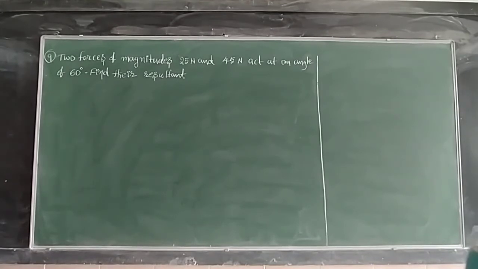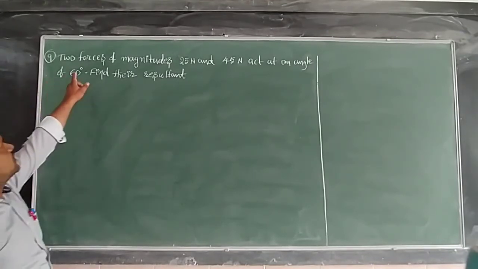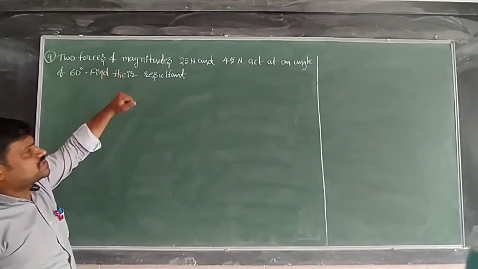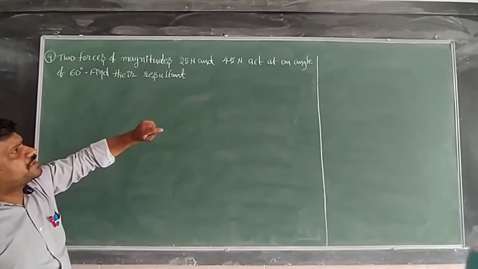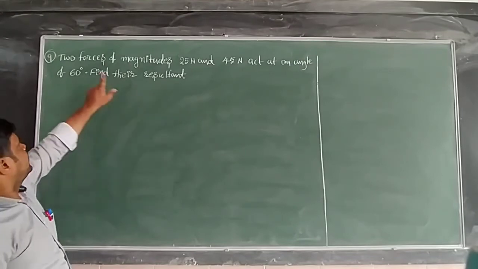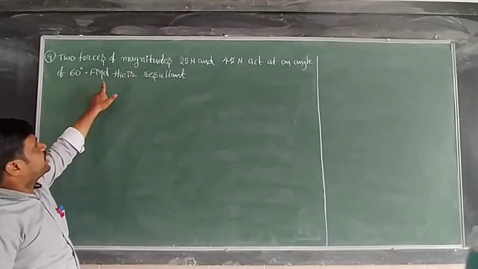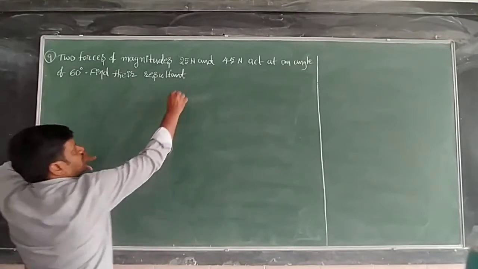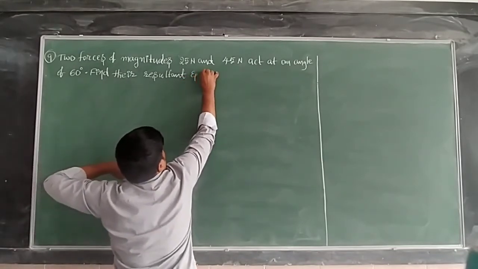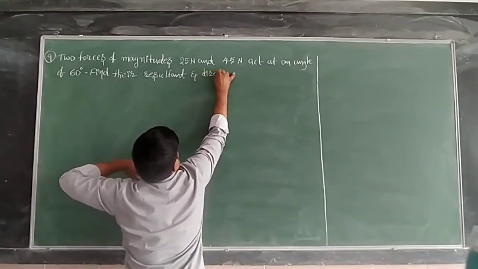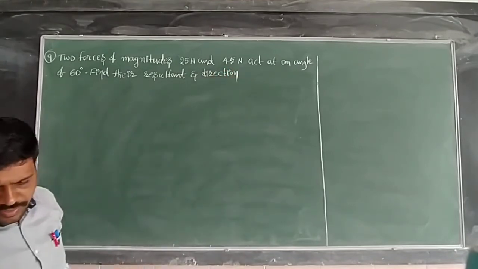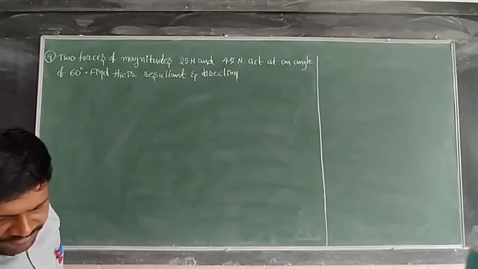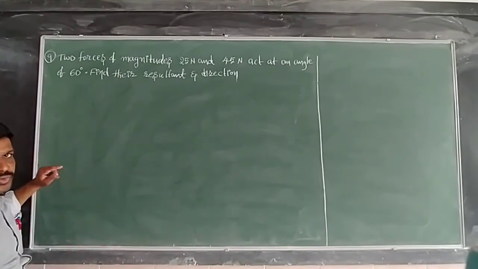See my dear students, there is another problem. Two forces of magnitudes 25 Newton and 45 Newtons act at an angle of 60 degrees. Find the resultant and direction also. The direction is not given, even though you just solve it. Now by using the parallelogram law of vector addition, you have to solve this problem.